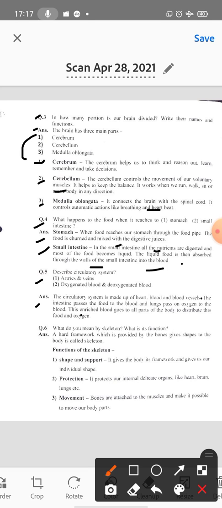This enriched blood goes to all parts of the body to distribute this food and oxygen.